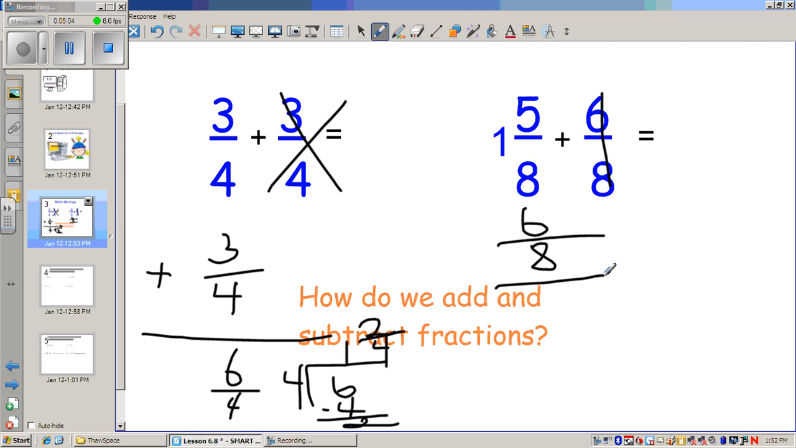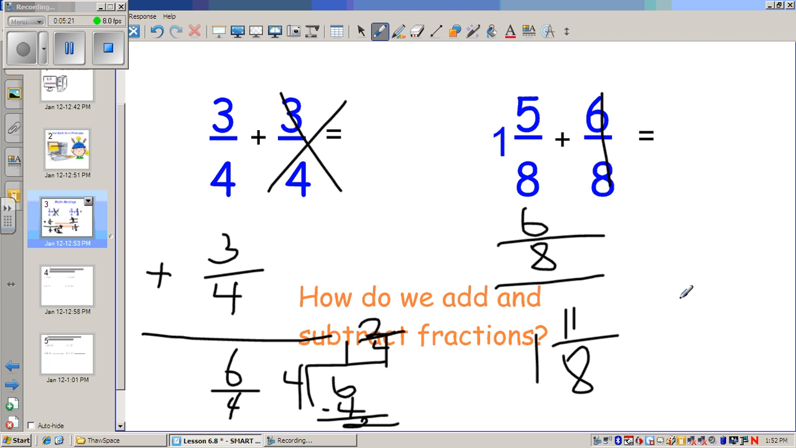Okay, and again, I'm writing over my words and I apologize. Oops, and that didn't work out so good, but that's okay. So 5 plus 6 is 11, and that's 11 over 8. Okay, now I also have a whole number over here that I also need. So I have 1 and 11/8.